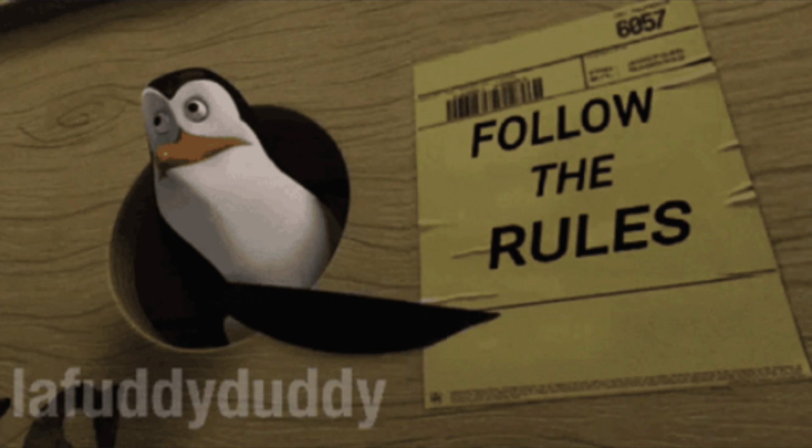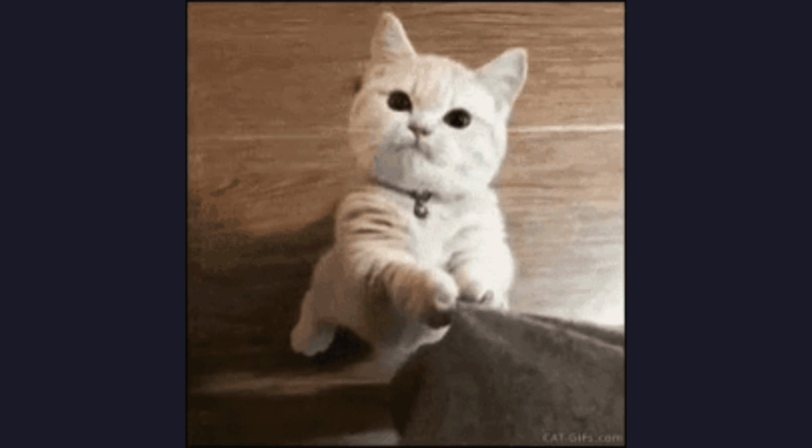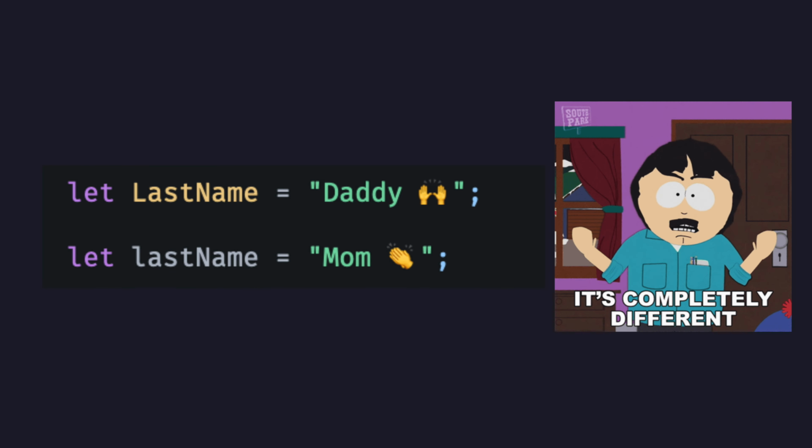Naming variables, keywords, and functions must follow these simple rules. First, using letters from A to Z, small or capital. Second, using a $ sign at the beginning is also fine. Third, using an underscore within the names is also fine. Something to be clear about is that JavaScript is case sensitive, for example, lastName with a capital L and lastName with a small l are two different variables.